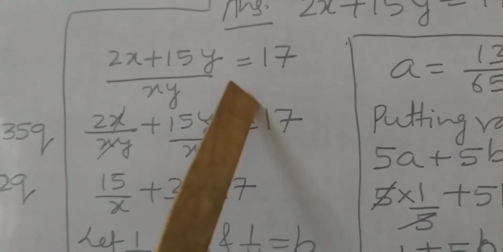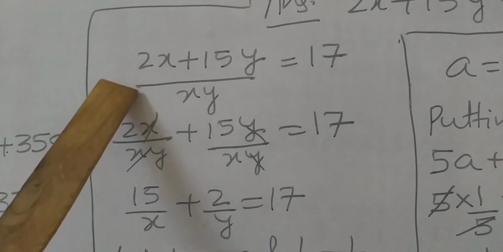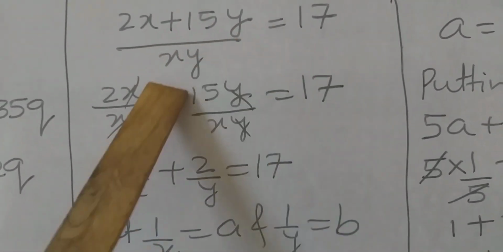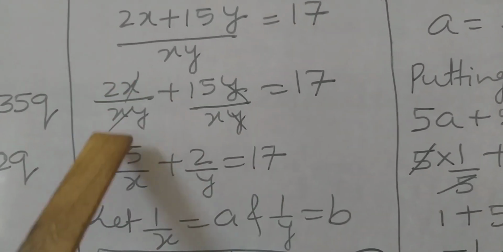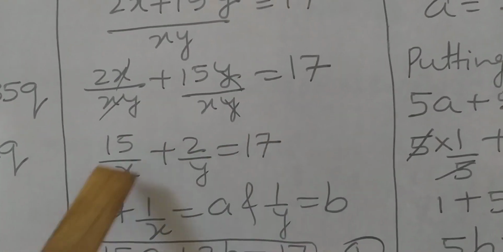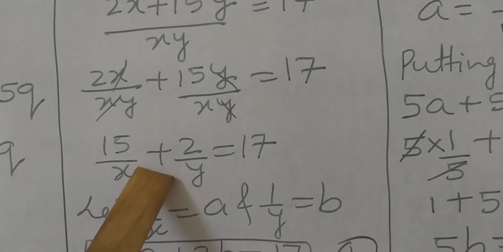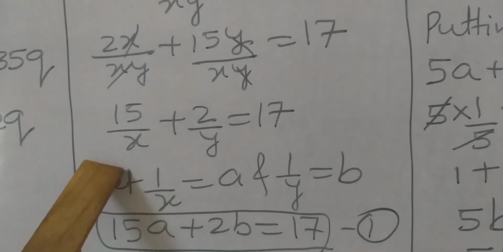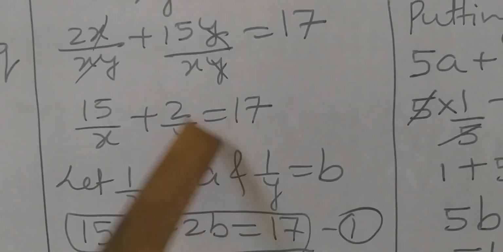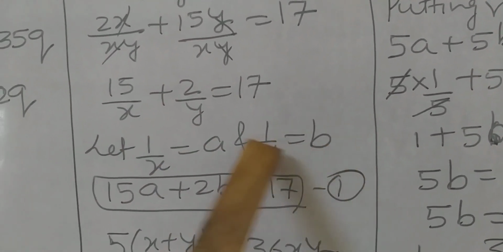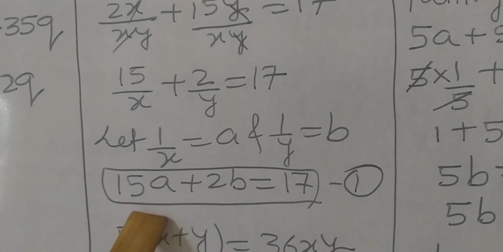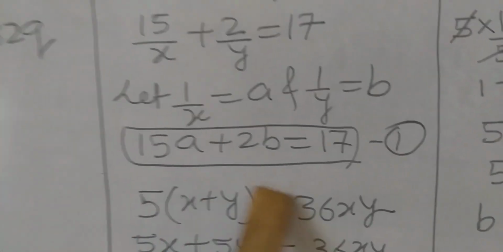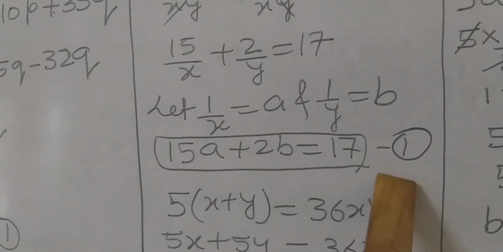Now separation, students. When we separate them, it will become 2x upon xy plus 15y upon xy. x cancels here, y cancels. So it can be written 15 upon x plus 2 upon y equal to 17. Now students, I am going to suppose 1 upon x equal to a and 1 upon y equals to b. So it will become 15a plus 2b equal to 17. Now this is the correct form of the linear equation in two variables.